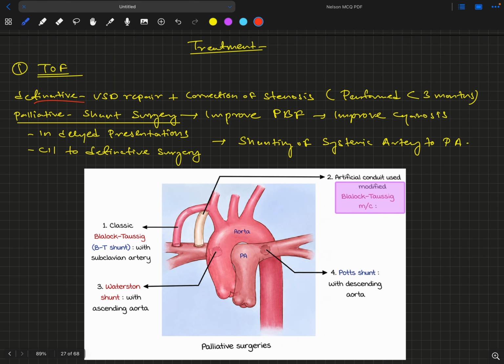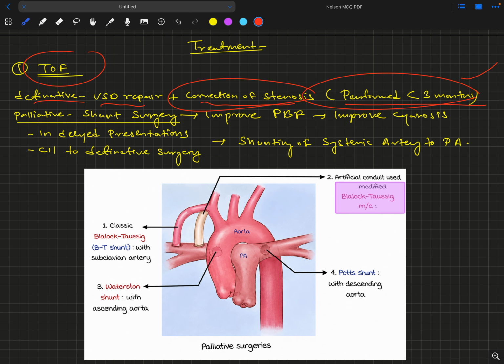The definitive treatment in case of tetralogy of Fallot is VSD repair, that is ventricular septal defect repair, and correction of infundibular stenosis or infundibular hypertrophy. It is preferred in less than 3 months of age. There is also a palliative surgery, or shunt surgery, to improve the pulmonary blood flow. The purpose of palliative surgery is not to treat fully, it is to increase the pulmonary blood flow, which will improve cyanosis.